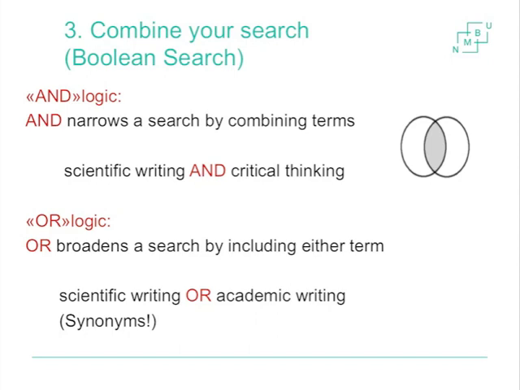Or widens your search. By putting or between search phrases, I tell the search engine or database to include results that contain either of the 2 words. That's why or is typically used to combine synonyms. Here, I look for scientific writing or academic writing. By doing this, I will get more results. This search technique is also called Boolean Search, and you can also use not and near apart from and or.